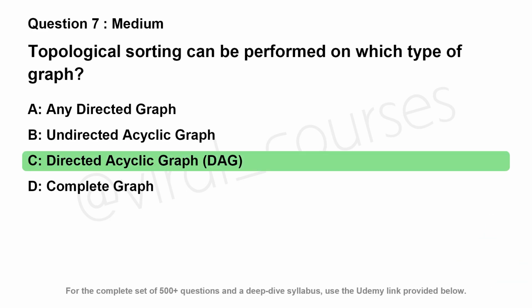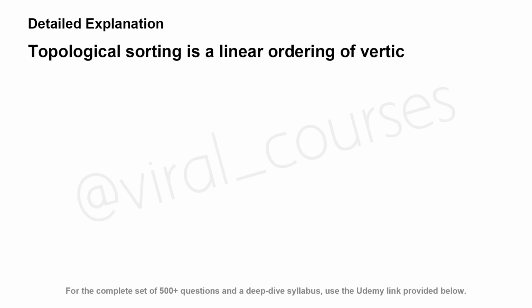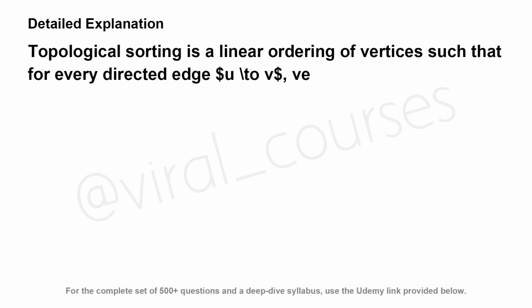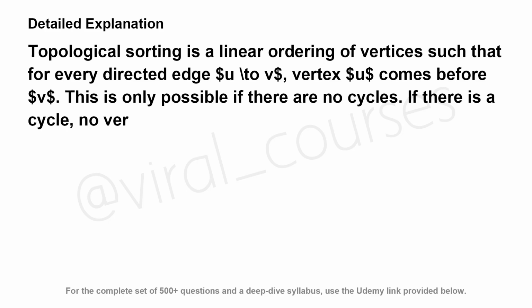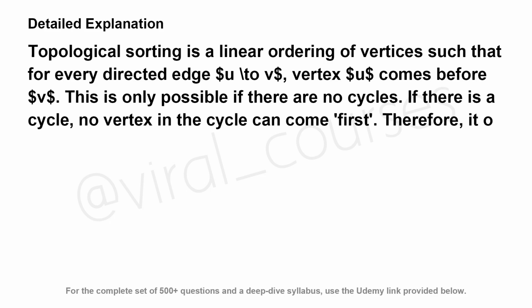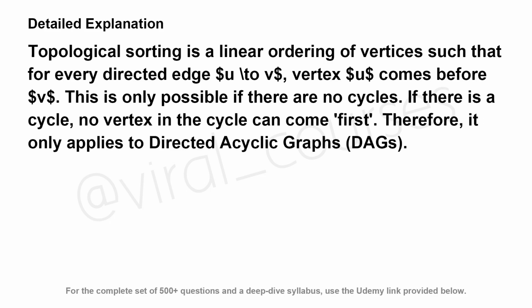The correct answer is C. Topological sorting is a linear ordering of vertices such that for every directed edge $u \to v$, vertex $u$ comes before $v$. This is only possible if there are no cycles. If there is a cycle, no vertex in the cycle can come first. Therefore, it only applies to directed acyclic graphs, DAGs.